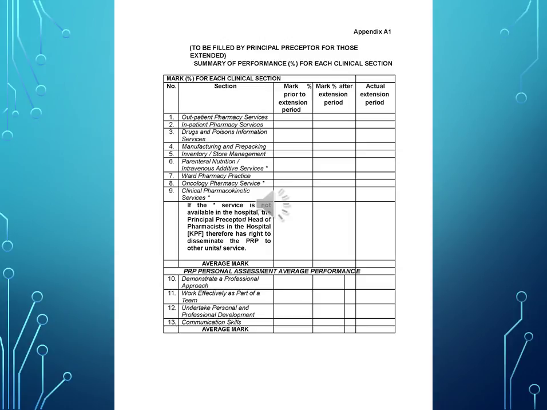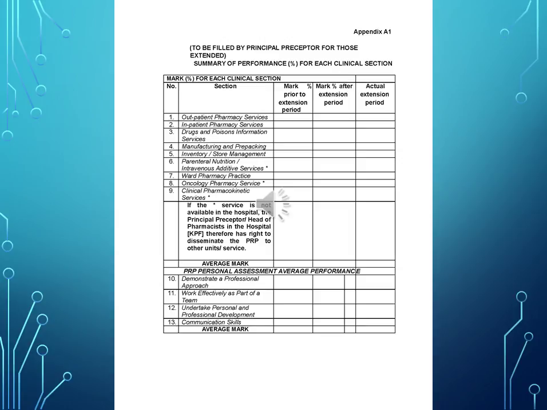6. Parenteral nutrition/intravenous additive services*. 7. Ward pharmacy practice. 8. Oncology pharmacy service*. 9. Clinical pharmacokinetic services. Services not available in the hospital: the principal preceptor/head of pharmacists in the hospital therefore has the right to disseminate the PRP to other units/services.